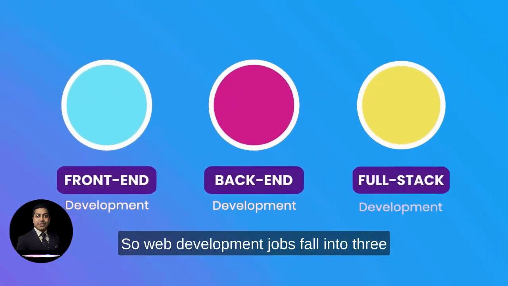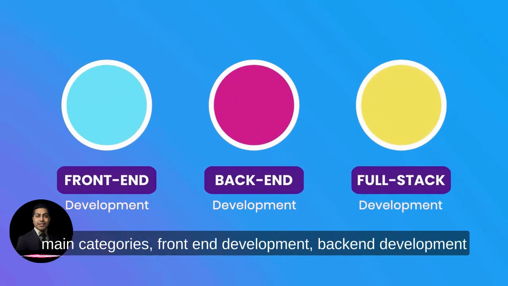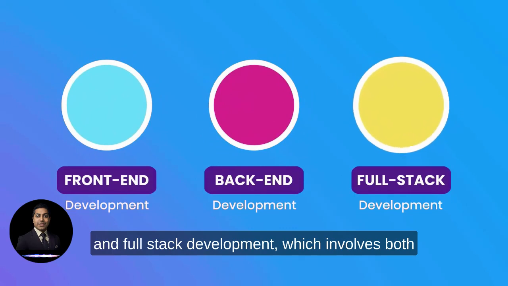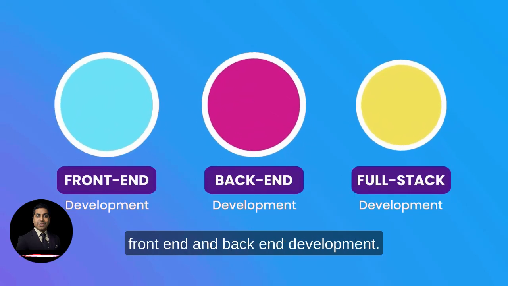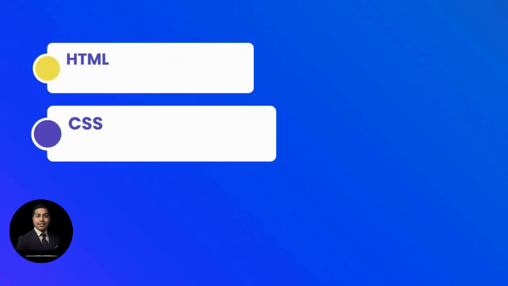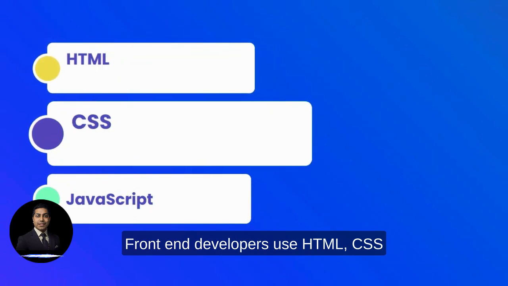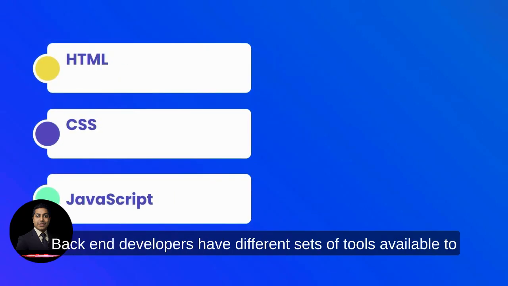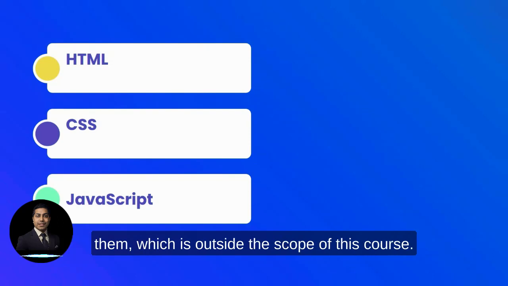So web development jobs fall into three main categories: front-end development, back-end development, and full-stack development, which involves both front-end and back-end development. Front-end developers use HTML, CSS, and JavaScript to build the front end. Back-end developers have different sets of tools available to them, which is outside the scope of this course.